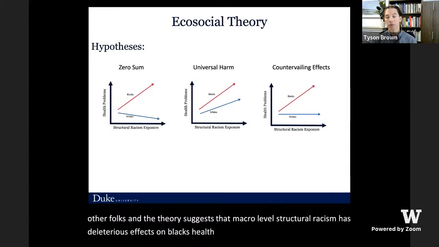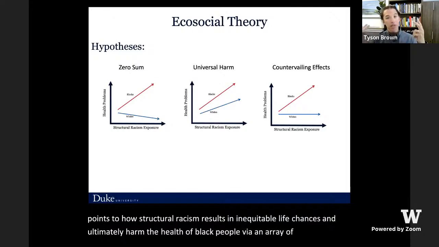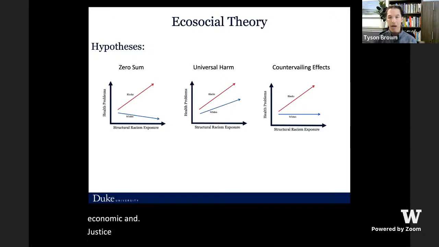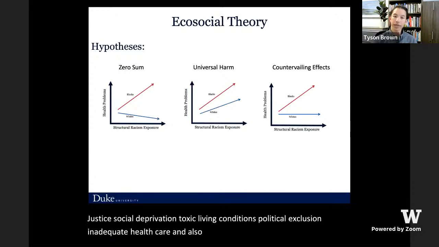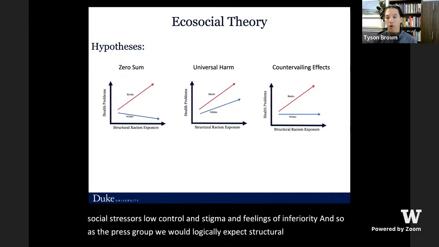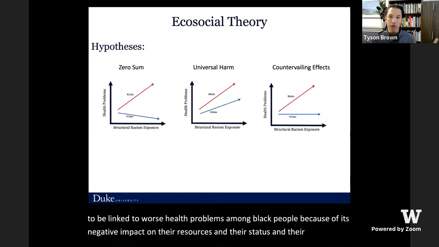More specifically, ecosocial theory points to how structural racism results in inequitable life chances and ultimately harms the health of Black people via an array of what's termed pathways of embodiment. And those include things such as economic injustice, social deprivation, toxic living conditions, political exclusion, inadequate healthcare, and also psychosocial factors, including things like social stressors, low control, and stigma, and feelings of inferiority. And so as the oppressed group, we would logically expect structural racism exposure to be linked to worse health problems among Black people because of its negative impact on their resources and their status and their exposures. And so that part's pretty straightforward.